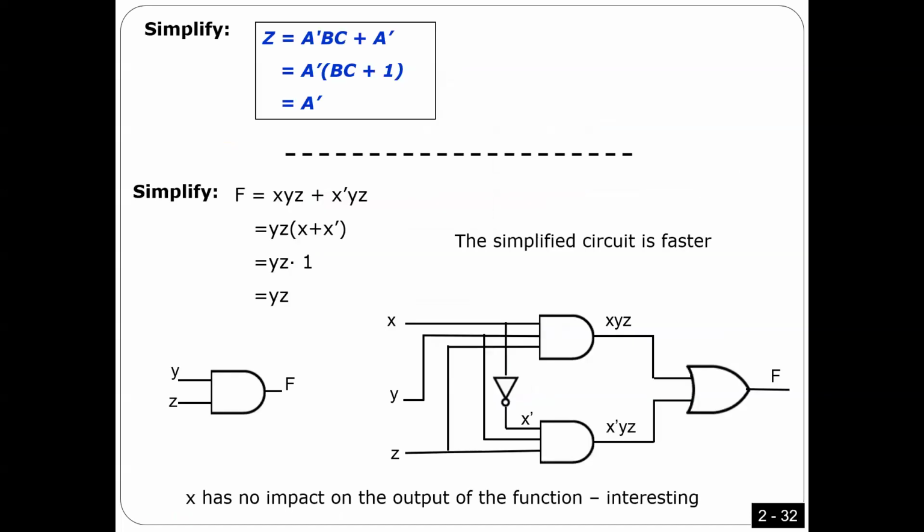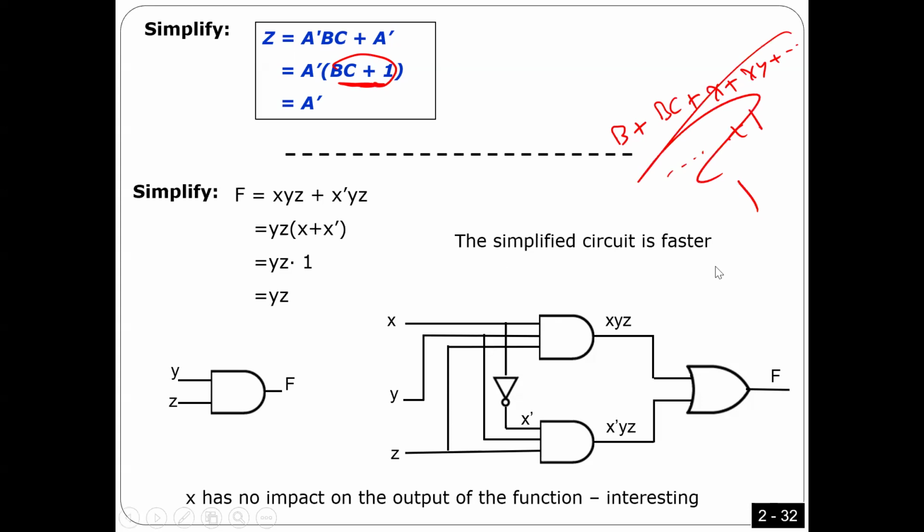Anyway, let's have another example here. I want to simplify this one: a prime b c or a prime. Again, the first thing you need to look at is if there are any common factors here. We have a prime and we have a prime here. I can simply take a prime common here. So a prime (b c or 1). Anything or 1 is 1. So if you have, for example, b or bc or x or xy or whatever, or 1, everything is 1. That's what I'm saying. So here, this one or 1 is 1. So the result is a prime.